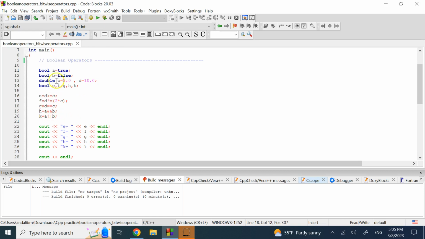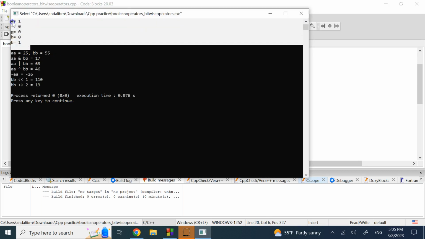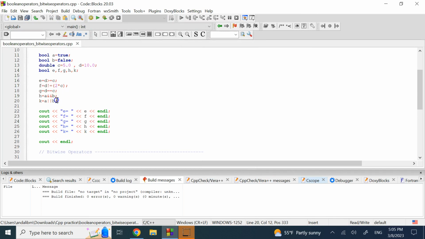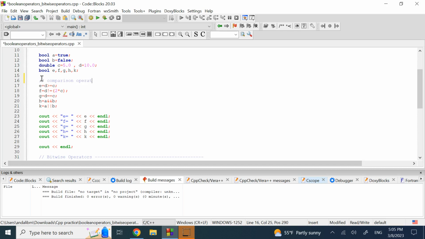So I say A and B, and true and false is of course false. The other one is true or false, which is true, right? So we have a 1, three 0s, and a 1 if we want to show their values, and here you can see them over there, right? So this is defining Boolean values and using the comparison operators. If you want, we can add something here and say comparison operators.